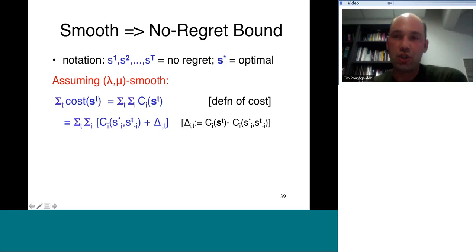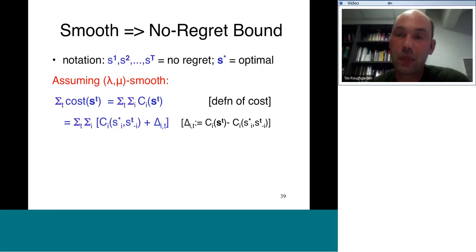So let's just, again, think about walking up to player I on day T and insisting that it switches to its strategy S star I in the optimal solution. Its cost might go up or it might go down. So let's let delta IT denote the drop in player I's cost if it switches to the optimal strategy S star I on day T.